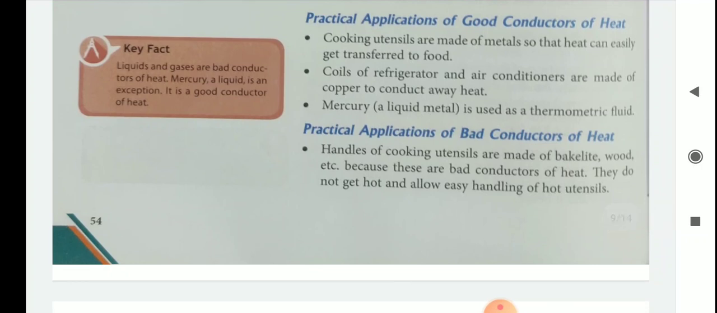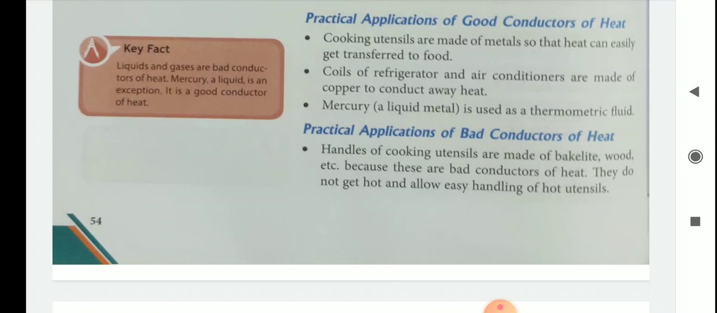Then, practical applications of good conductors of heat. Cooking utensils are made of metals so that heat can easily get transferred to food. Coils of refrigerators and air conditioners are made of copper to conduct away heat. Mercury, which is a liquid and also a metal, is used as a thermometric fluid.